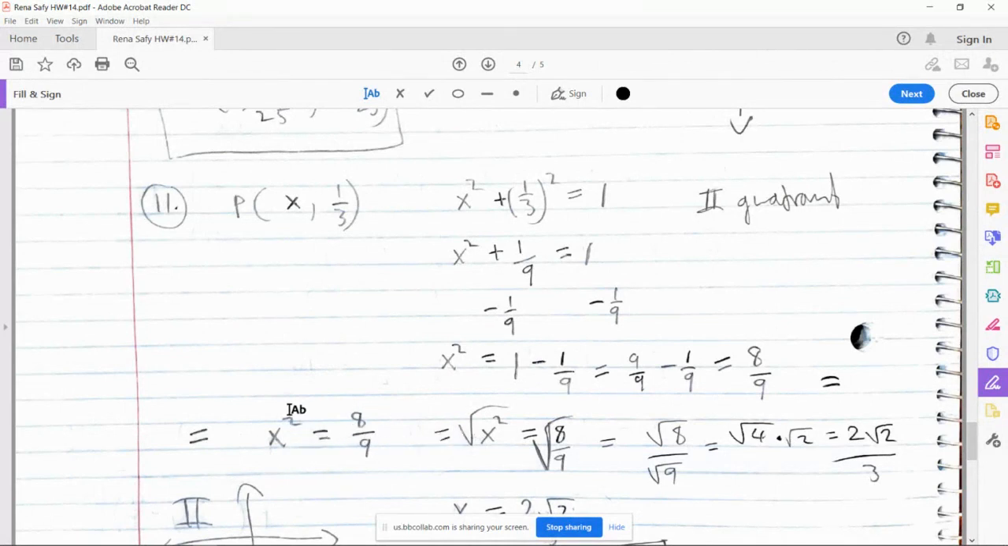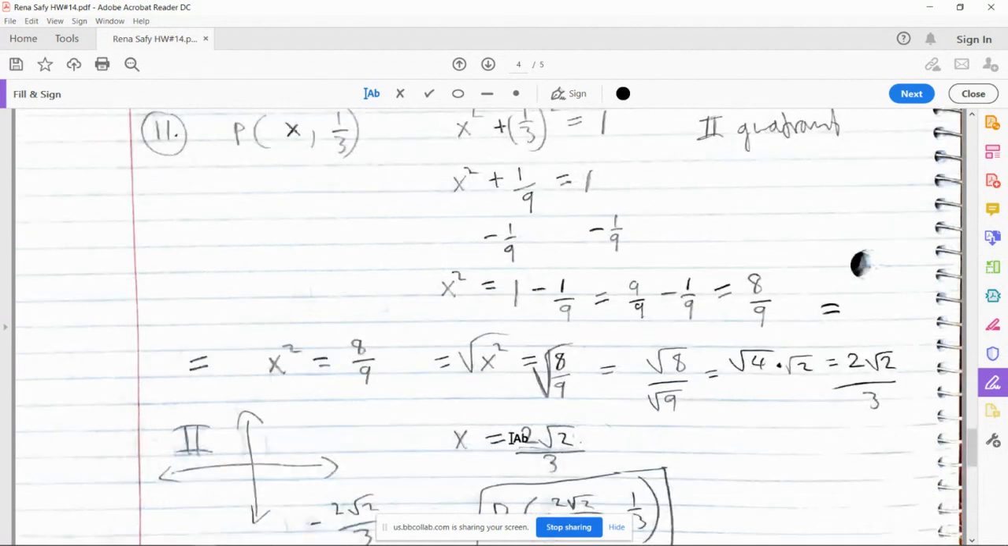Then since it's squared, I took the square root of both sides and ended up splitting the radical. The square root of 4 times 2 gives me 8, so the square root of 4 is 2, and radical 2 stays. So it's 2 square root of 2 over 3. It's plus and minus, but I forgot to write plus and minus.